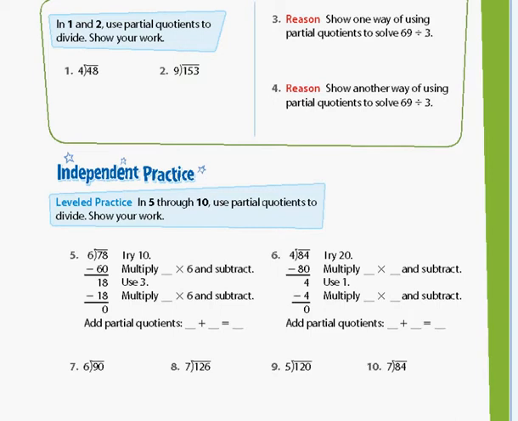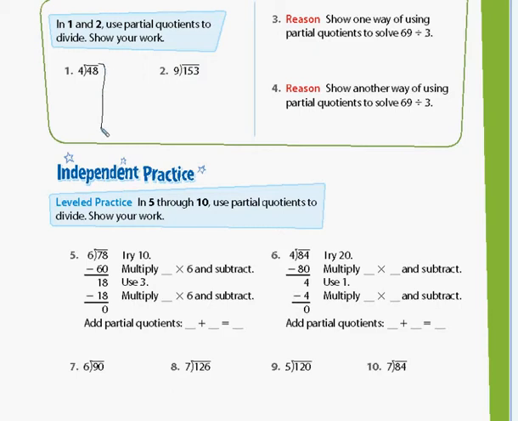We're going to talk about partial quotients as a way to divide. And just like multiplication is repeated addition, division is basically just repeated subtraction. When I do partial quotient, I like to go ahead and draw me another little line over here. It helps me separate out my problem.